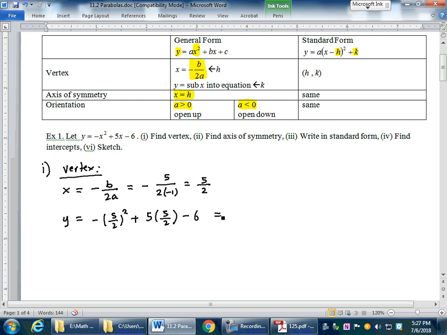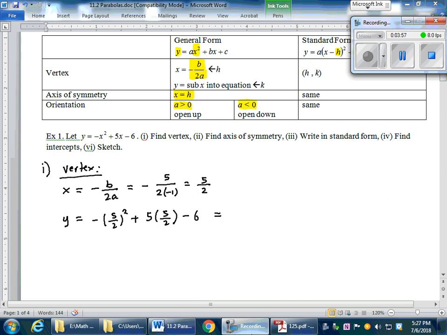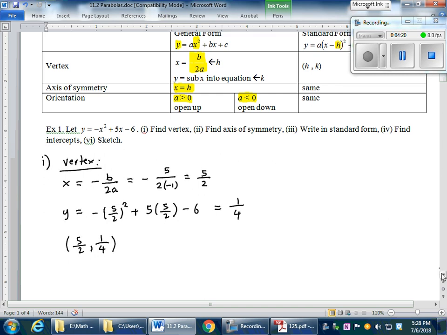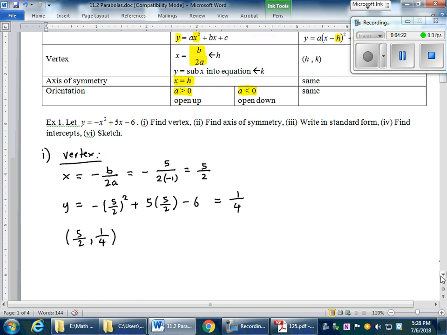Punch it into the calculator and see if we get the same answer. The answer that I got is 1 over 4. So therefore, now I can tell that my vertex is 5 over 2 and 1 over 4. Once we get the vertex, it can easily be used for the axis of symmetry. Since this is a vertical parabola, opening upward or downward, my axis of symmetry will be x equal to the x coordinate of the vertex, which is 5 over 2. That's my axis of symmetry.